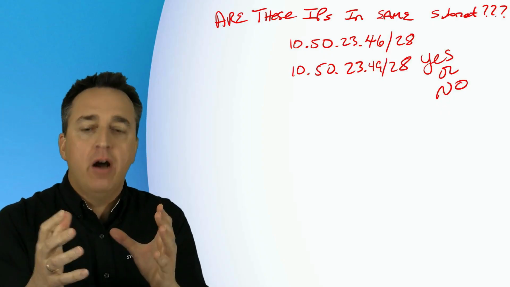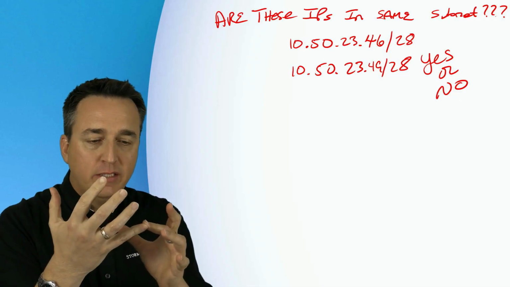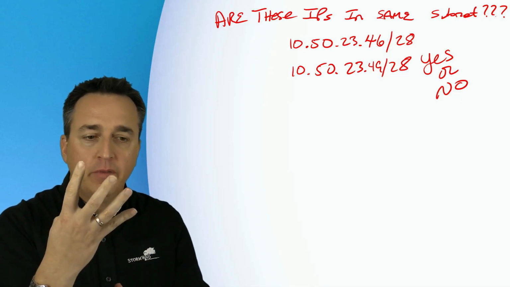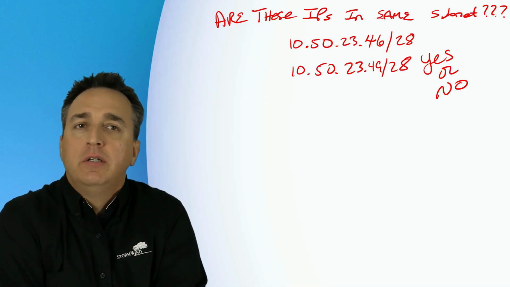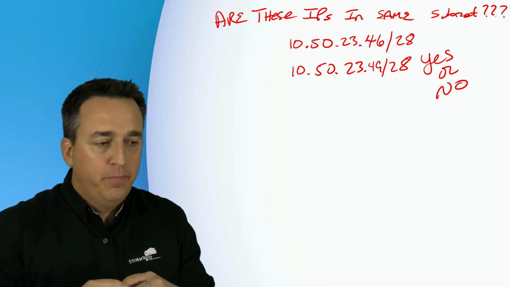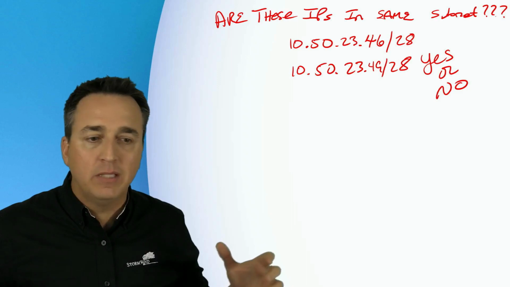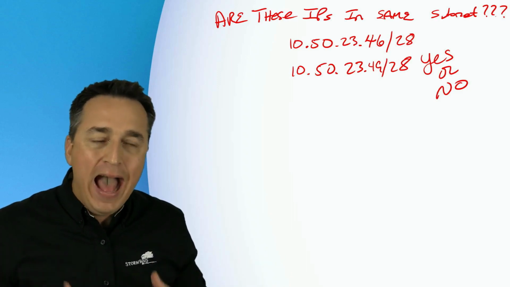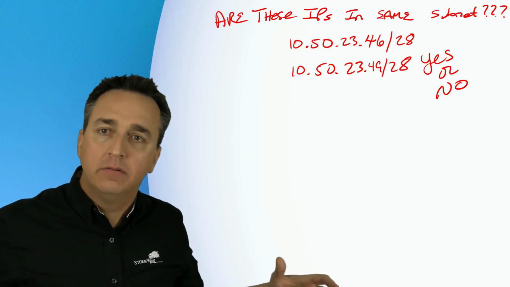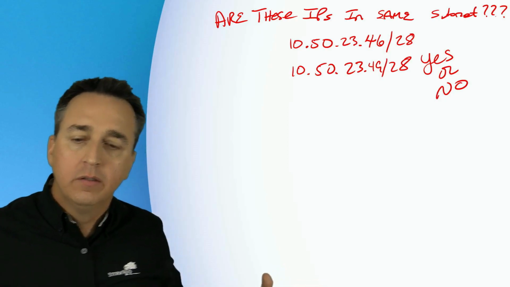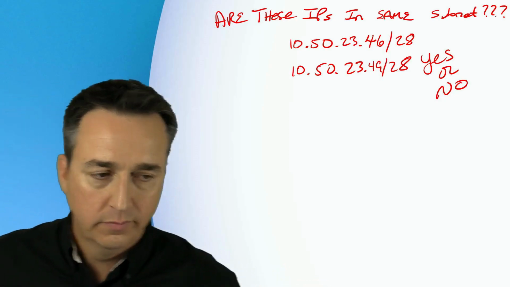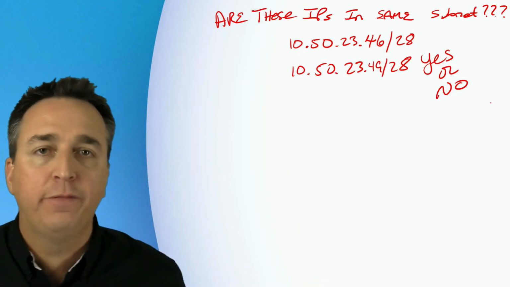Look how close they are, right? 46, 47, 48, 49. They're so close that on an exam, they have the same subnet mask, but are they actually in the same subnet? So how do you figure this out?